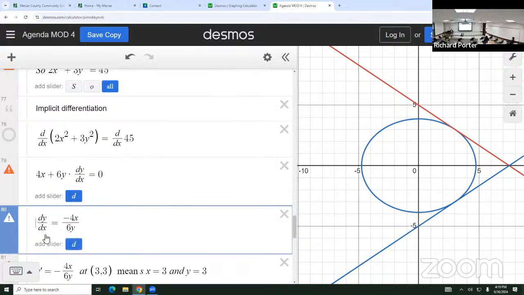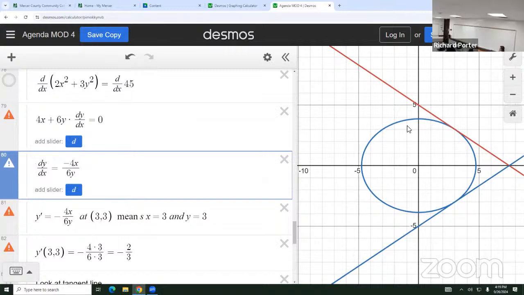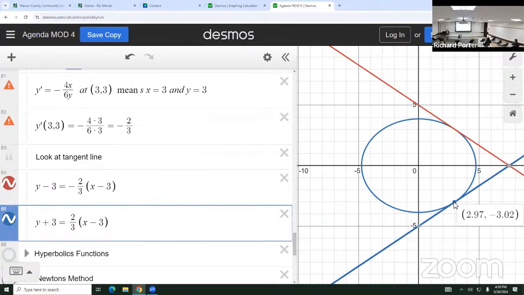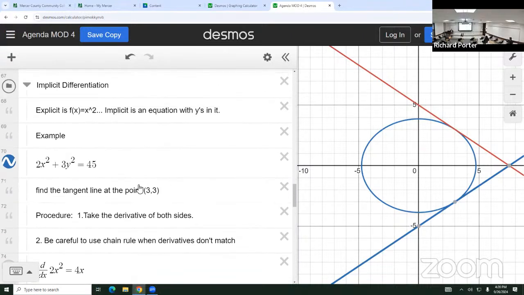That's how I solve it. Take the minus 4x and divide by the 6y. Are we good? It's just algebra. And then to find the derivative, you just plug in (3, 3). When you plug in (3, 3), you get minus 2/3. That means the slope of these tangent lines, well, the slope here is minus 2/3. Do you see how it's going down? If I plugged in (3, minus 3), it would have been positive 2/3. That's an example of implicit differentiation.